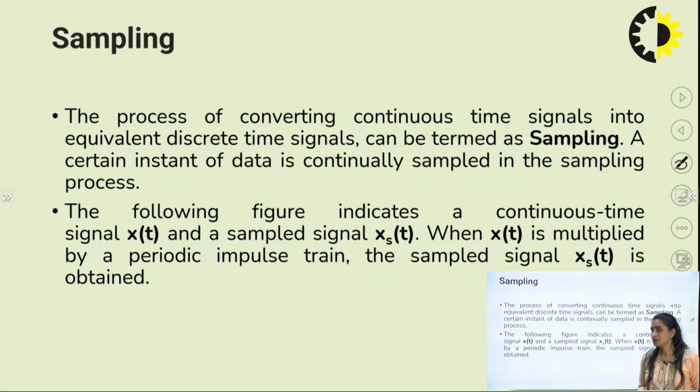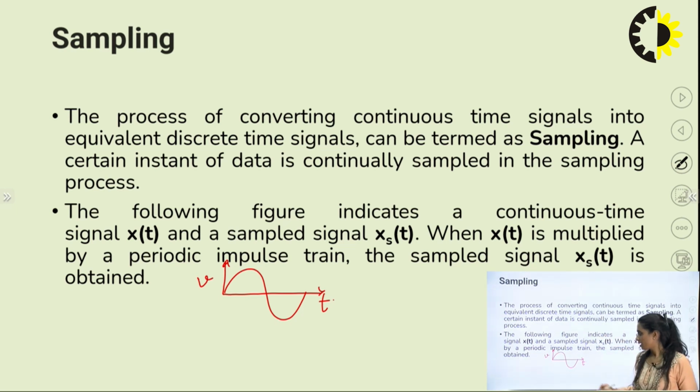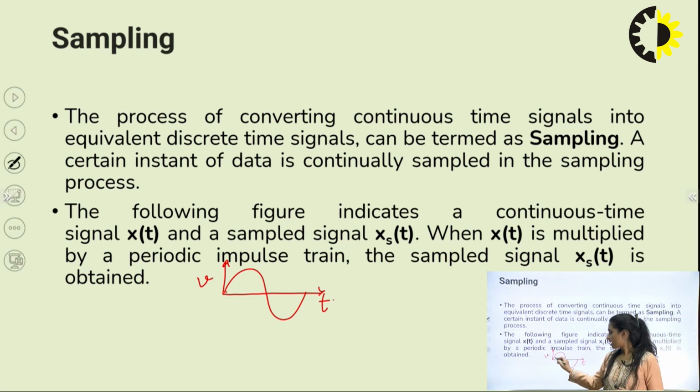So sampling, what is sampling? It is the process of converting a continuous time signal into discrete time signal. Let's see what is a continuous signal. This is a continuous signal. If I take it, this is the time domain and this is the amplitude domain, which is voltage. At every instant of time, it does have some voltage value. And if I have to take this set, I have infinite set of values, right? So here the time axis is also continuous, the voltage axis is also continuous.